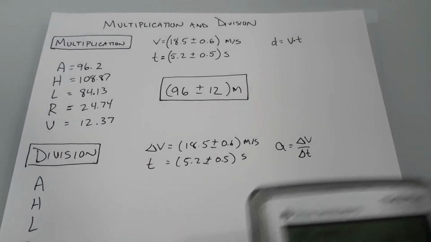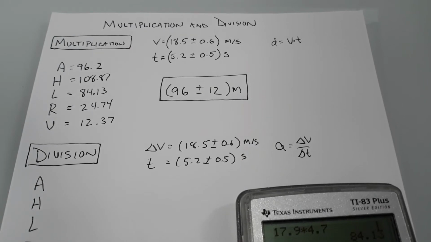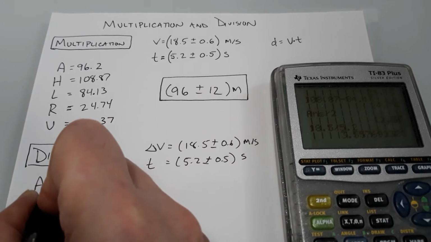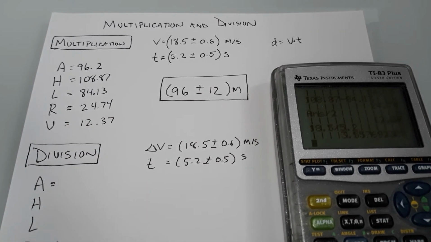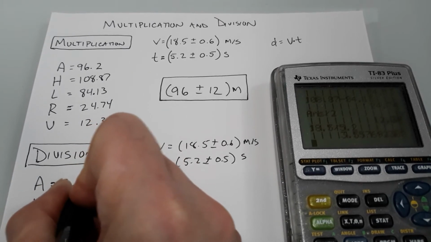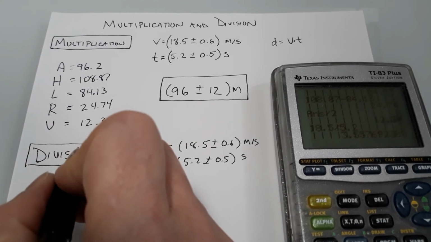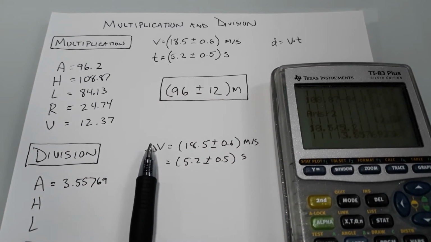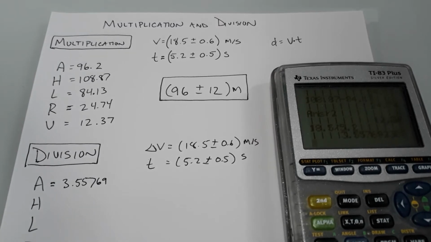So first thing we'll do is the division. That's going to be 18.5 divided by 5.2. That is 3 point. I'm going to write all the numbers out to several places past the original number, and then I'll decide later how many of those need to get cut down. So that is 3.55769. Okay, so the division is done.